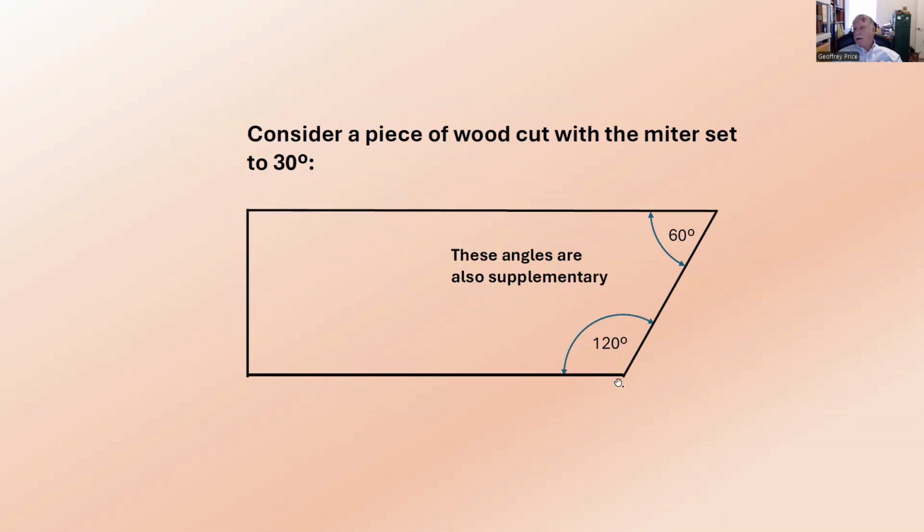60, 120 over on that side, right? Doesn't matter if you did 15 degrees, you would wind up with 15 degrees and 165 down here. So you would always wind up with supplementary angles. All right.